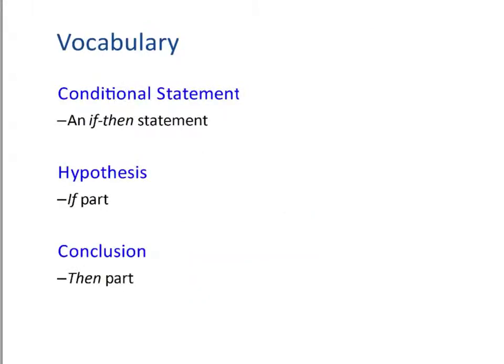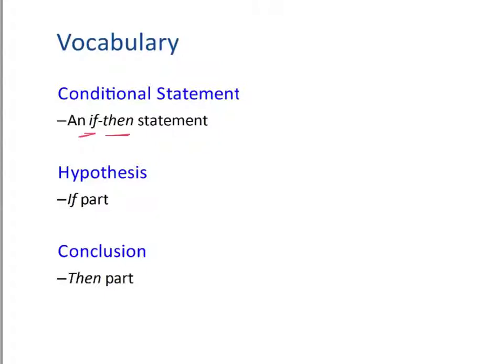A couple of vocab words you need to know for this lesson. We're going to start out with a conditional statement. And basically a conditional statement is just a sentence that contains the words if and then. If something happens, then this happens. That is a conditional statement. Basically in geometry you can take any vocabulary word and put it in an if-then statement, put it in a conditional statement. So you'll see throughout the year there'll be many lessons where you'll run into conditional statements all the time.